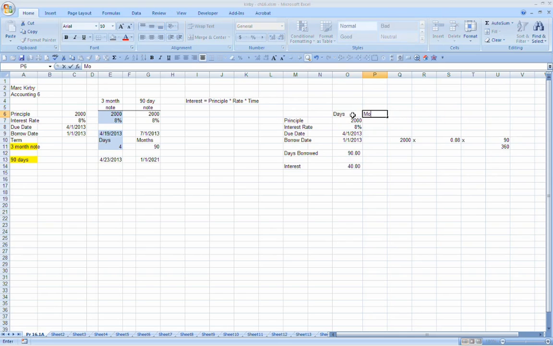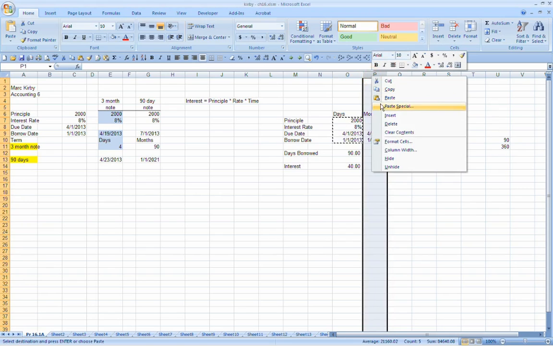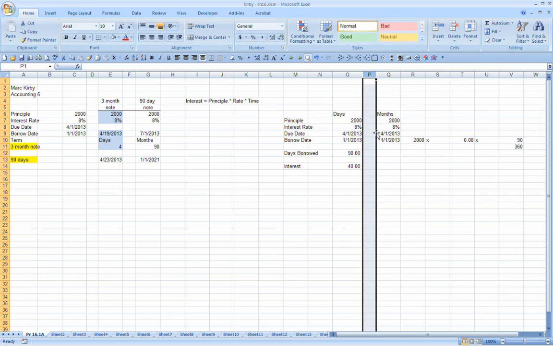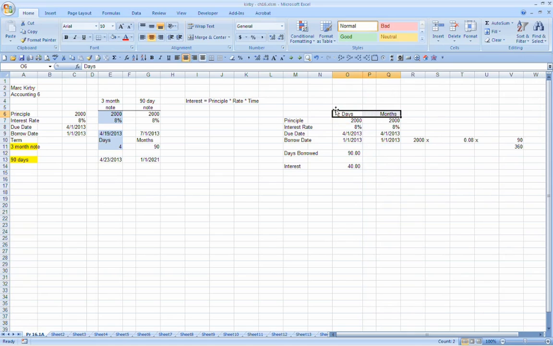Now what if it was months and we had the same loan? Okay? So I'm going to insert a column here just to separate them a little bit. Okay. So in months, let's center those. I borrowed $2,000, 8% from 1/1 to 4/1/2013. I can again still calculate the days by doing the simple math.